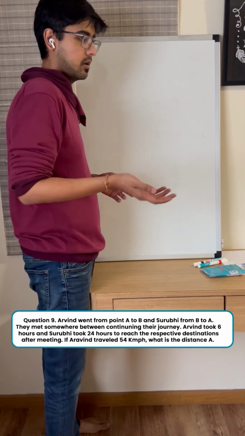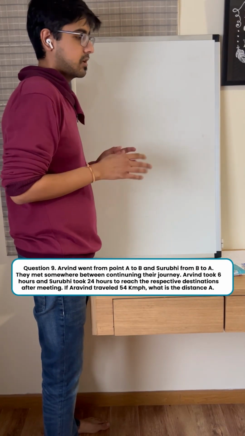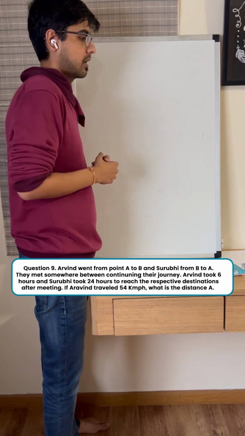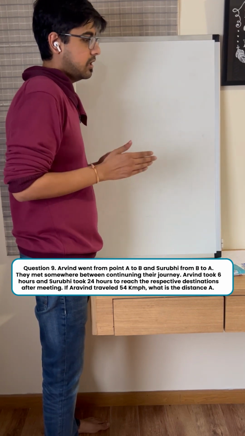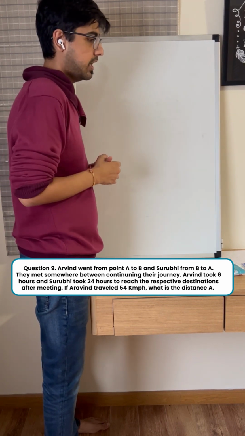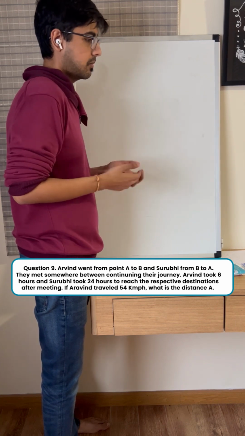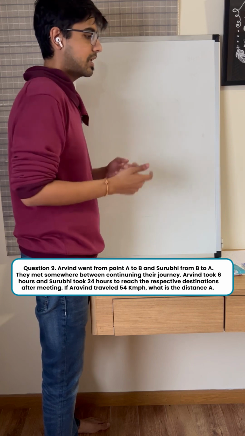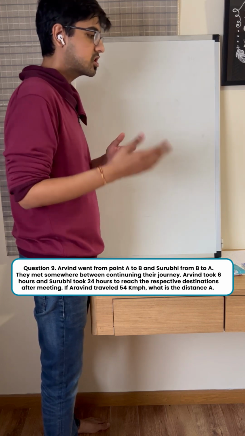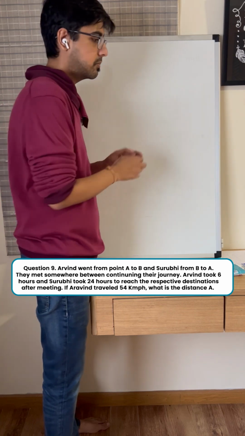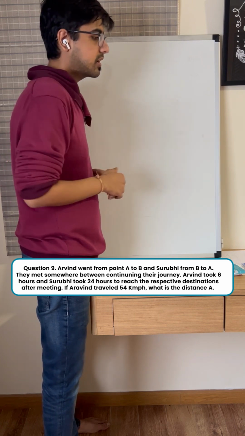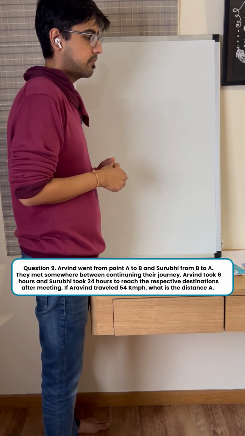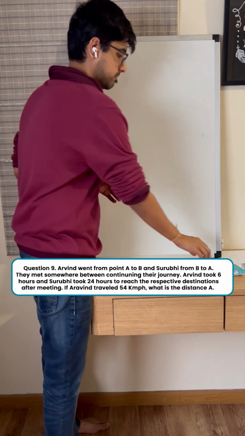Alright friends, question number 9. Slightly complex, bear with me. Arvind went from point A to B and Surabhi from B to A. They met somewhere between, continuing the journeys. Arvind took 6 hours and Surabhi took 24 hours to reach the respective destinations after the meeting. If Arvind travelled at 54 km per hour, what was the distance of AB?